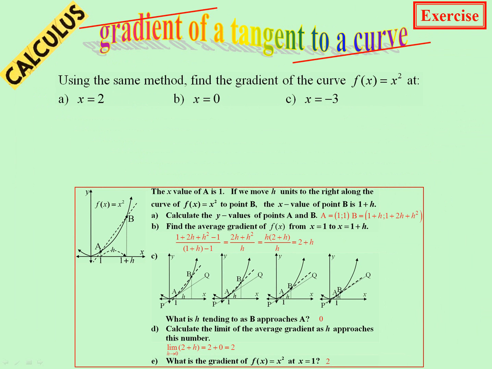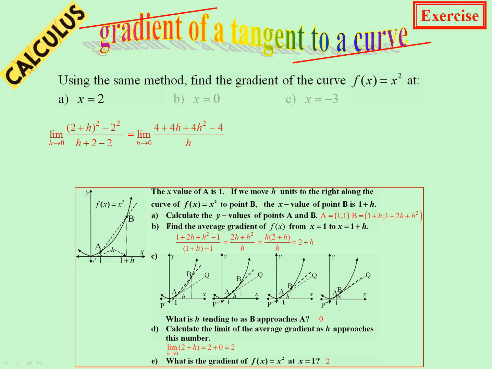Let's have some examples in an exercise. Try them yourself. The answers follow. At x equals 2, we're going to follow the same patterns now. We're going to have x value of A is 2 and B is 2 plus h. So therefore, I'm going straight to this limit. I'm finding the y value. There are the x values. There we are. 2 and 2 squared, and for B, 2 plus h and 2 plus h squared.